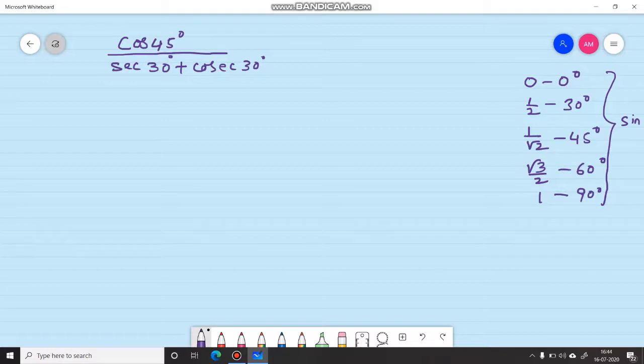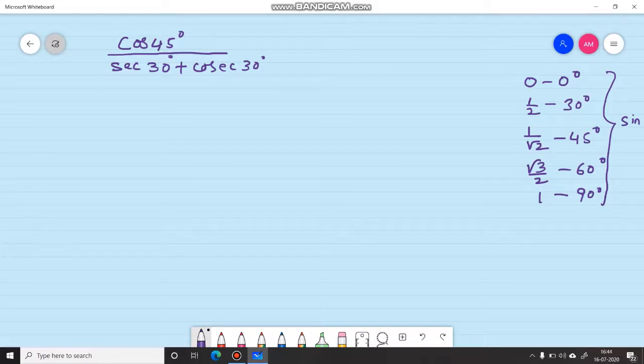This you have to find out. You have to find the value of this. Now see, here I have written 0 degree, 0, 30 degree, 1 by 2. All these are for sine. I have already told you, if you write down the values of sine, you can find all the other values. See, so 30 degree, 45 degree, 60 degree, 90 degree I have written.